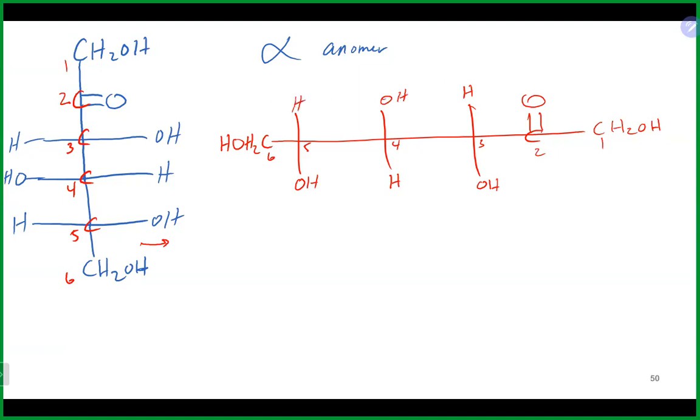Questions on that so far? It really doesn't matter. Because we're going to put it into the cyclic structure anyways, that double bonded oxygen is going to go away, basically. Other questions?